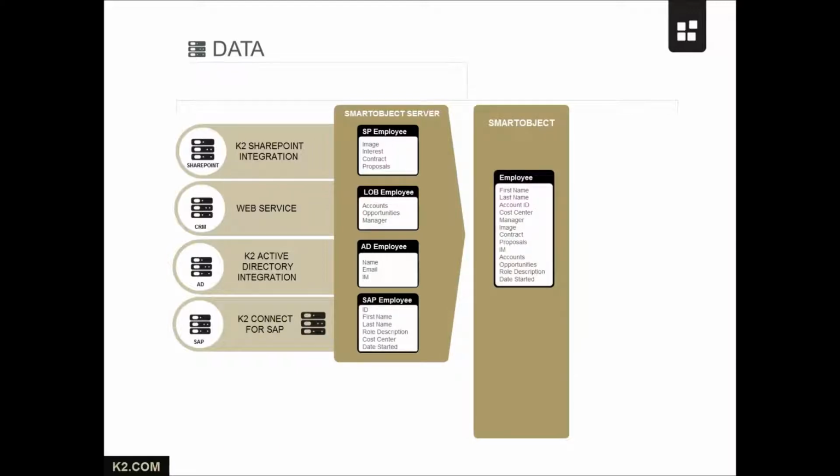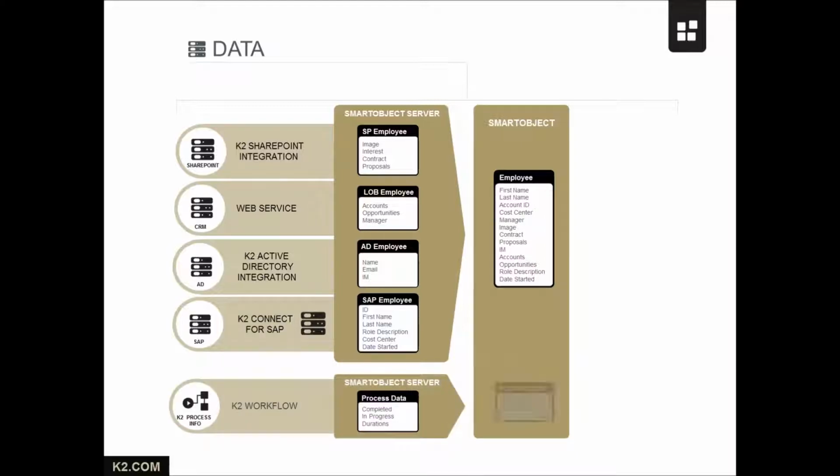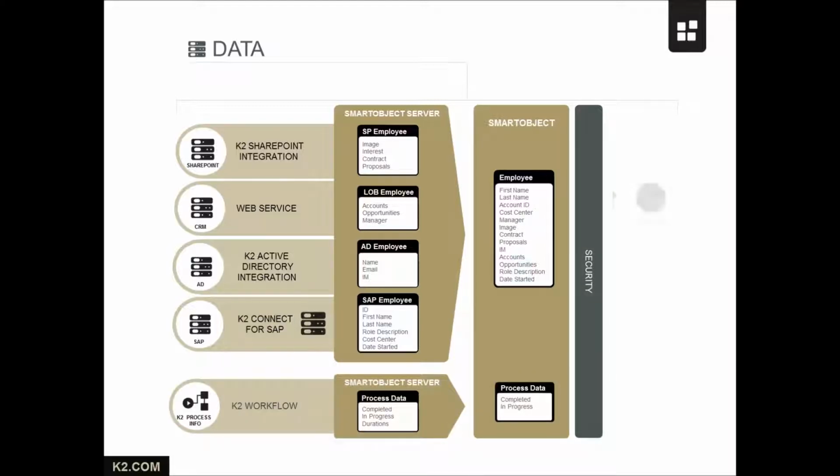Now, the K2 data. Within the system, we have this component called Smart Objects that will allow you to wrap information within this proxy and bring it into the process, bring it into reports, and bring it into forms. So this allows us to go in with the story of leave your data where it resides natively, and we'll bring it into the process.